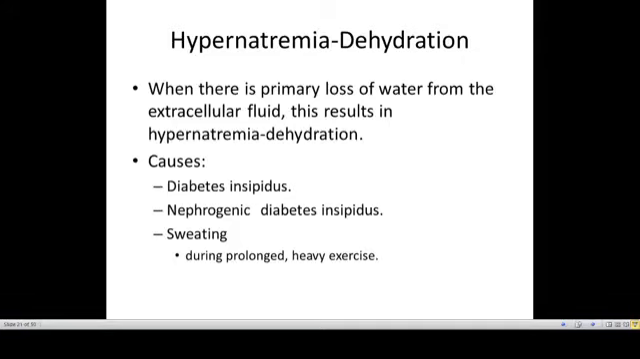Hypernatremia, dehydration. When there is primary loss of water from the extracellular fluid compartment, this results in hypernatremia of the dehydration type. The causes include diabetes insipidus, nephrogenic diabetes insipidus, and sweating during prolonged heavy exercise.